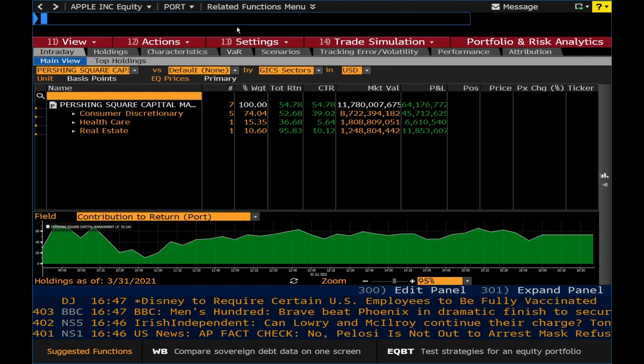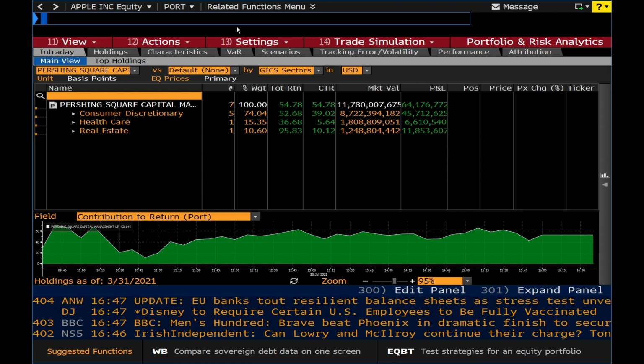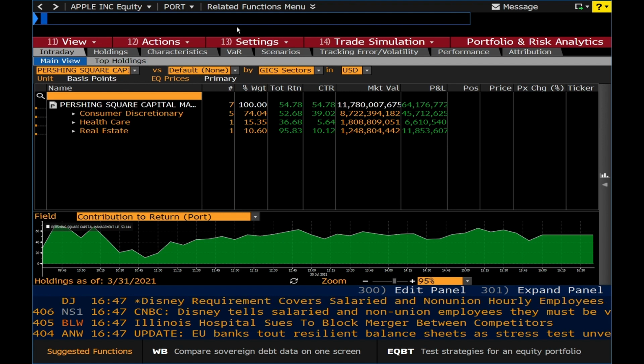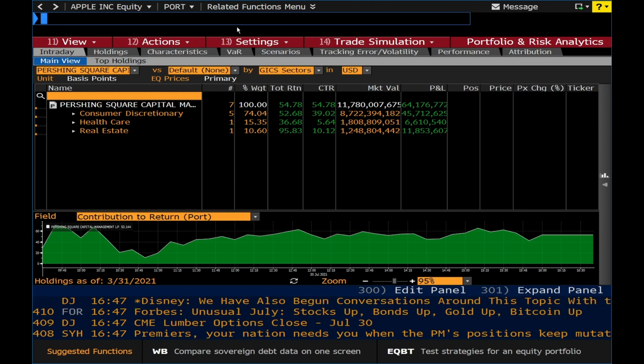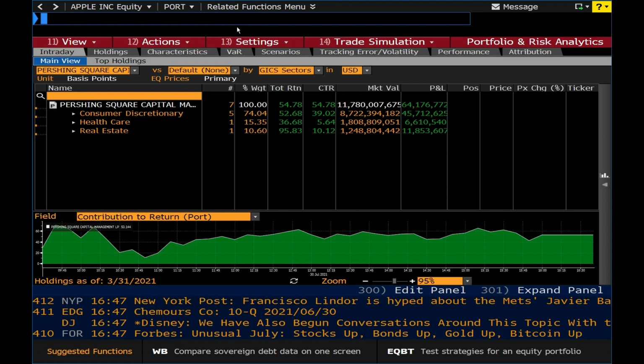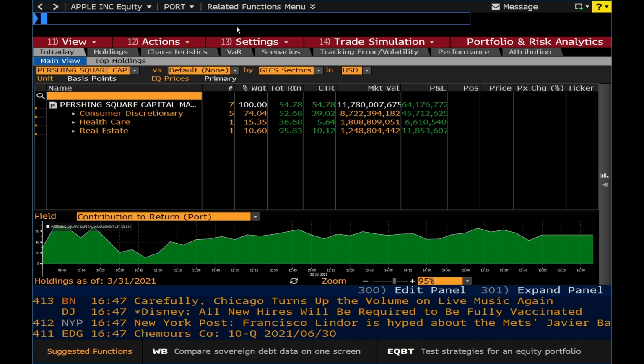I just thought this would be a really good portfolio to look at because there's fewer than 10 positions in that particular portfolio. Now, you might be asking yourself, well, how do you have access to looking at the Pershing Square portfolio? Bloomberg has this really cool thing where they aggregate 13F filing data and they put it here for you to see. If you're interested in learning more about 13F filings and the requirements, I would refer you to the SEC website.